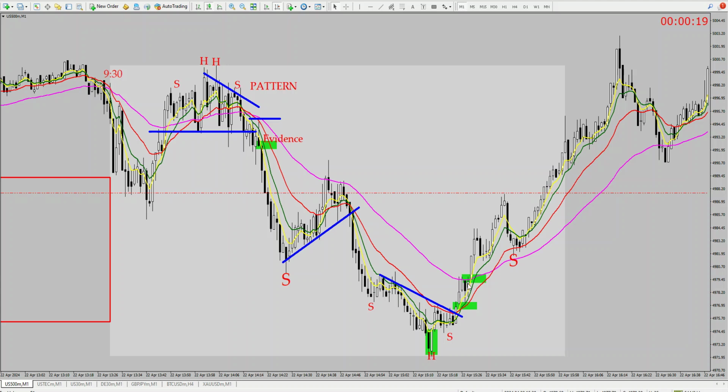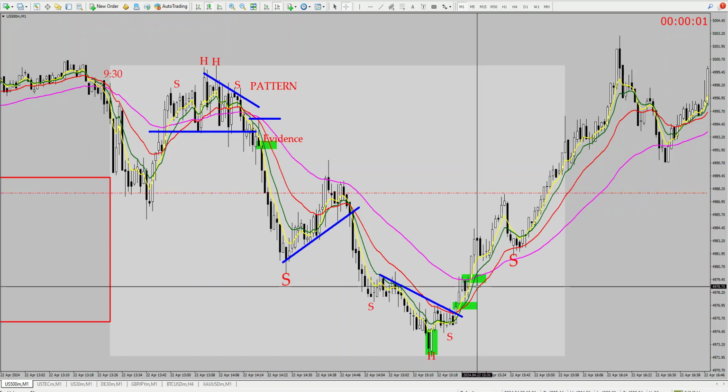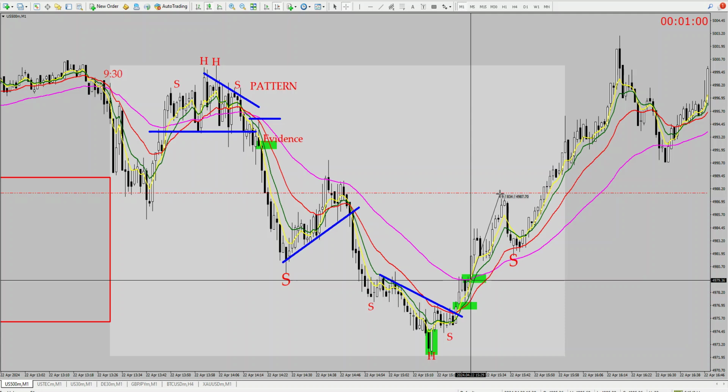Okay, and then this is where they closed again inside the 50 MA, and then that's where I put in another entry. Okay, because my main thesis was if they're gonna come back, at least they're gonna come back and hit here. So if they come and hit here, obviously they will give 50 pips. Okay, or 50 points, as you can see.